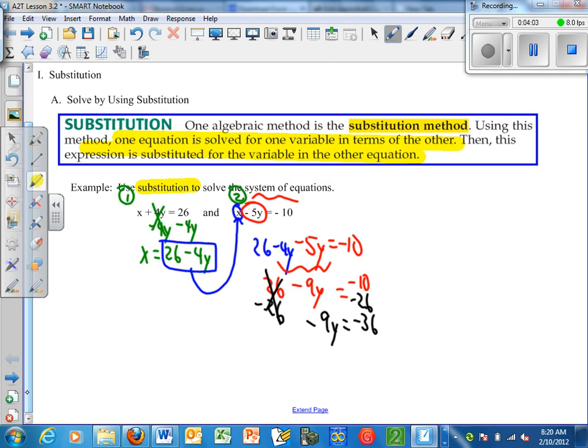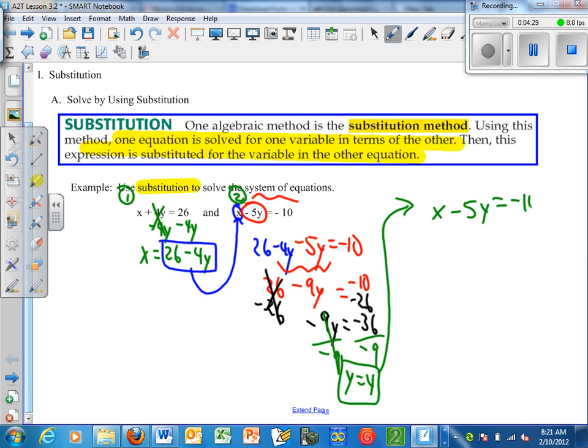And then I'm going to divide by negative 9 in my next step. Negative divided by negative is positive. So I have found y is equal to 4. Okay, or that y is 4. Now you have to go back and plug this in to one of your original two equations for y and then find x. I'm going to choose the second equation, x minus 5y is equal to negative 10.